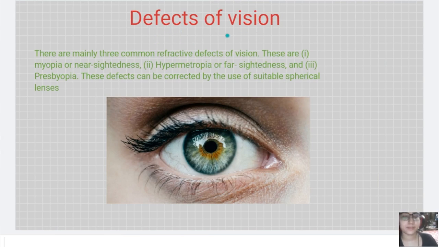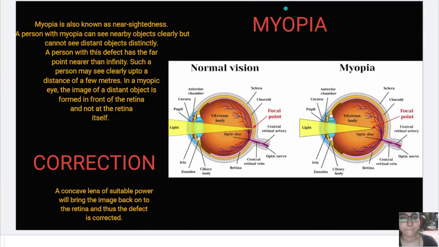Now we come to some defects of vision. There are mainly 3 refractive defects. One is myopia or nearsightedness, another is hypermetropia or farsightedness, and the third one is presbyopia. Okay. So first let's talk about what is myopia.